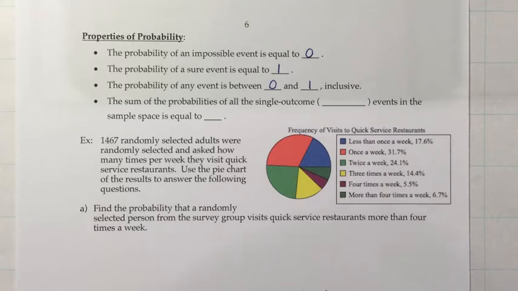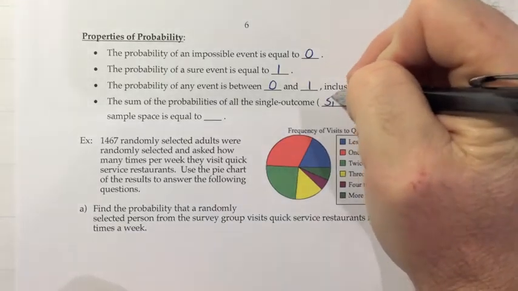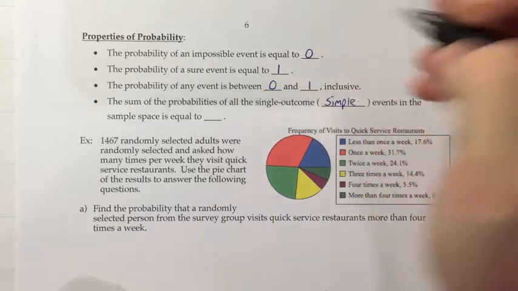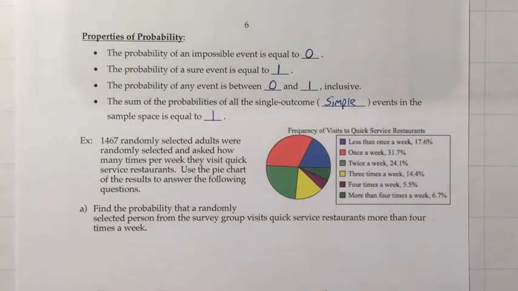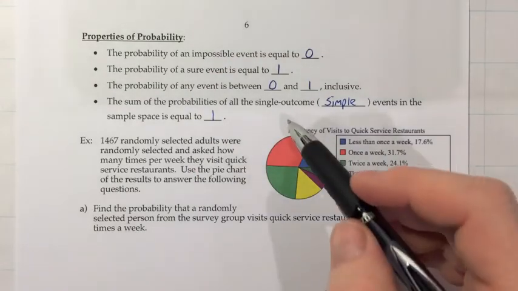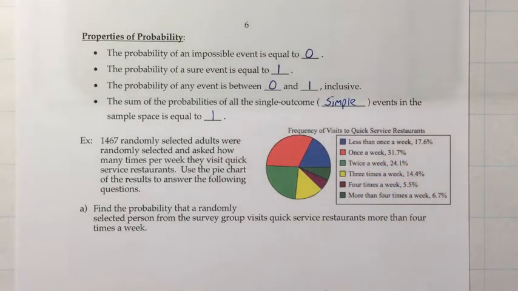And then the last one: the sum of the probabilities of all the single outcome or simple events in a sample space is equal to 1. So if you think of all the simple things that could happen, things that only happen one way, you could find all those probabilities and add them all up, and the total probability should equal 1. All right, and we can take advantage of that sometimes when we choose to use subtraction, and we'll see some of that as we move forward. So let's look at an example.